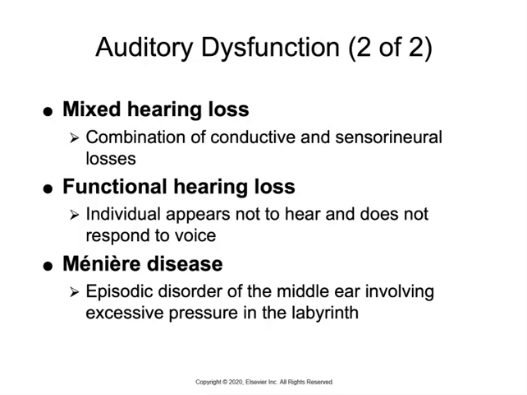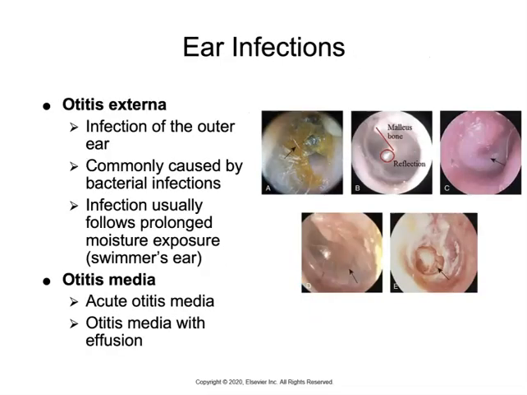When we have functional hearing loss, that's when someone appears not to hear and doesn't respond to voice. And then we have Meniere's disease, which is an impairment of the ability of our inner ear to regulate normal homeostatic systems. So it's more of an episodic disorder, and I know it says middle here, but it is of the inner ear that could cause a person to also get dizzy, and it could cause things like vertigo as well. Now let's talk about ear infections.